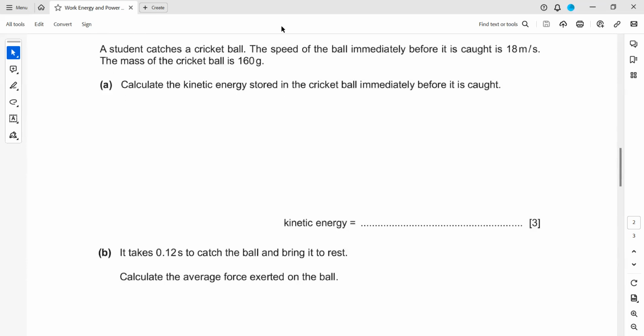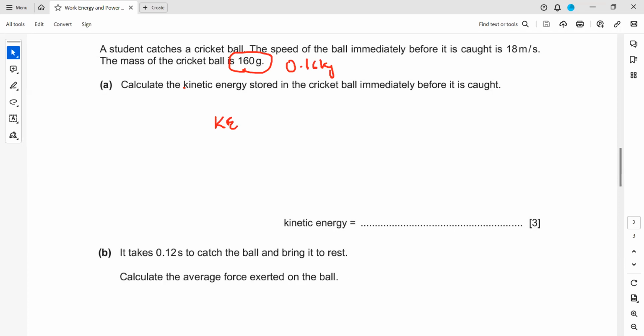A student catches a cricket ball. The speed of the ball immediately before it is caught is 18. The mass of the ball is 160 grams. So whenever you see a gram, convert into kilogram, divided by 1000. Calculate the kinetic energy stored in the cricket ball immediately before it is being caught. So we have to calculate the kinetic energy.